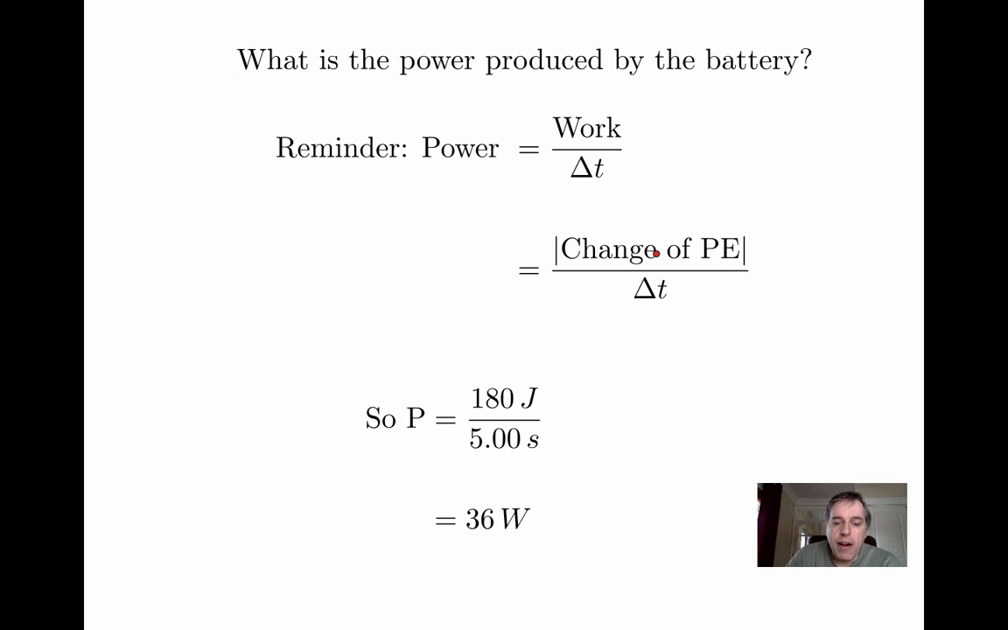Okay, now let's go back to the question. What was the power produced by the battery? We said that it produced 180 joules. Now I go back to using the number with 3 sig figs, because I'm doing a step of the calculation. The battery produced 180 joules that was transferred to the charges in 5 seconds. So that's the change of potential energy of the charges divided by the time it took, and that gives 36 watts. That's the power generated by the battery in our example.